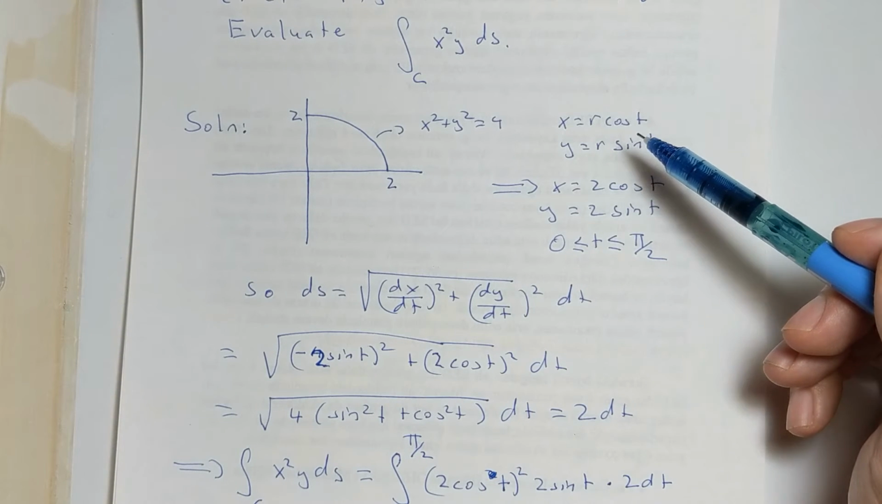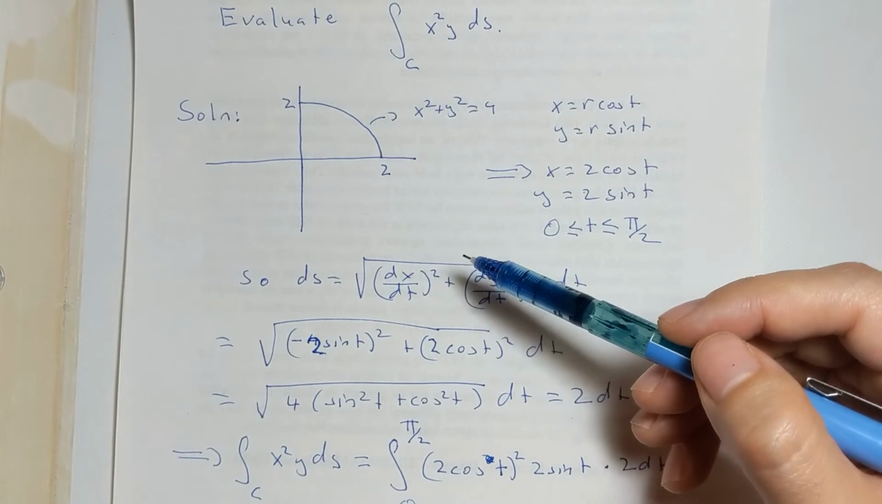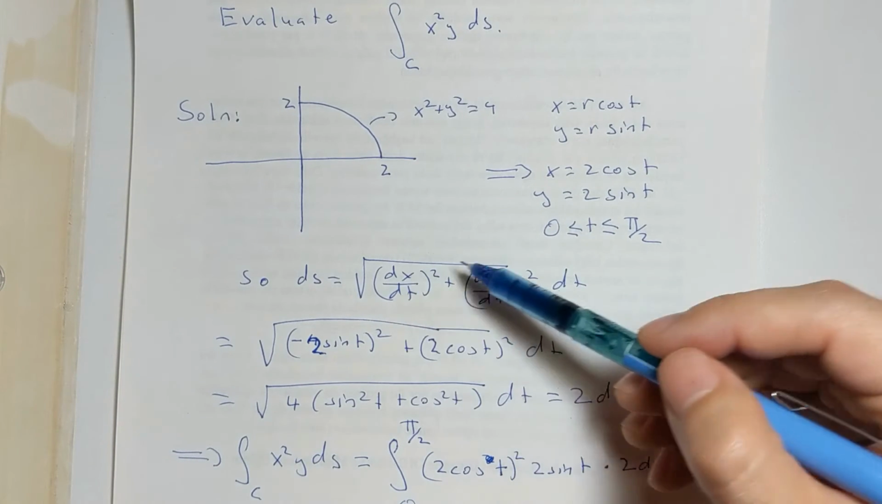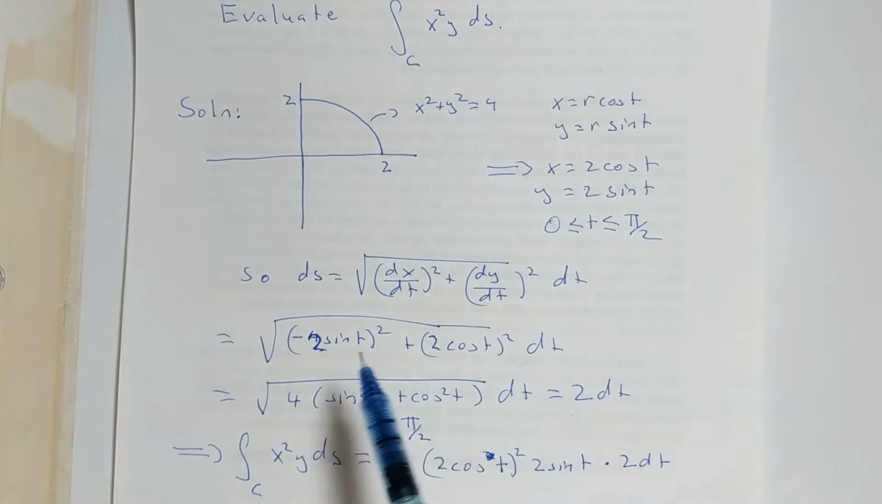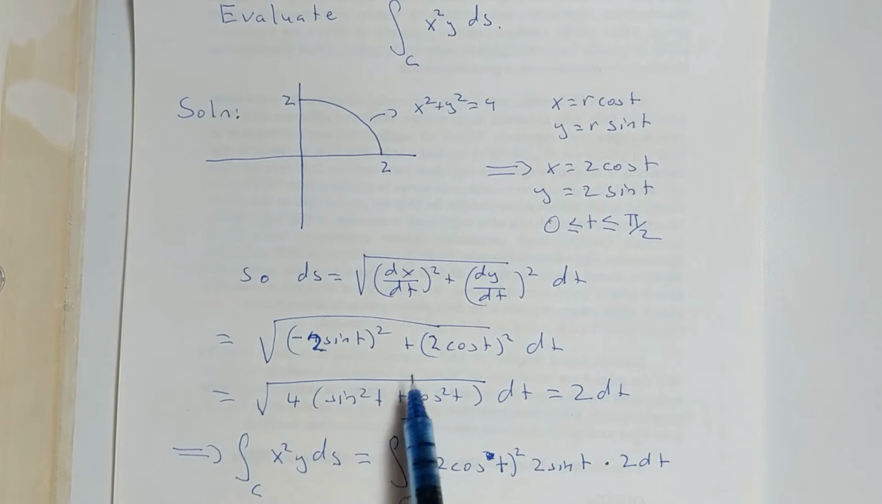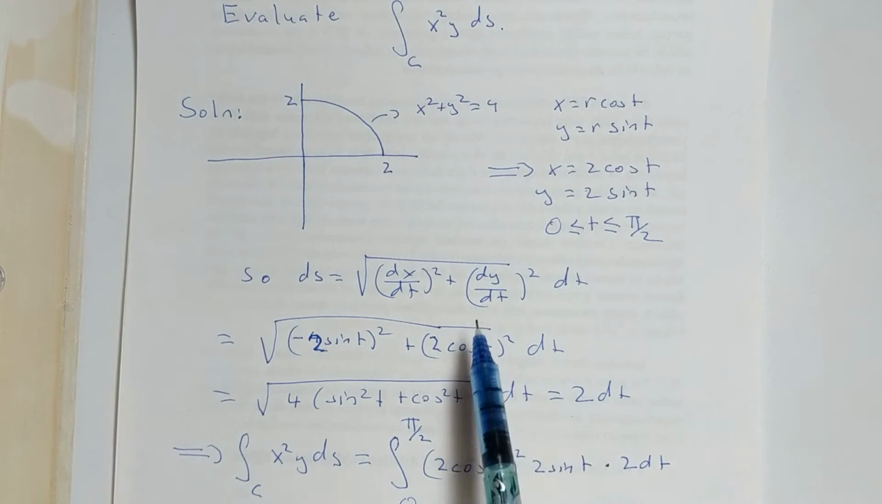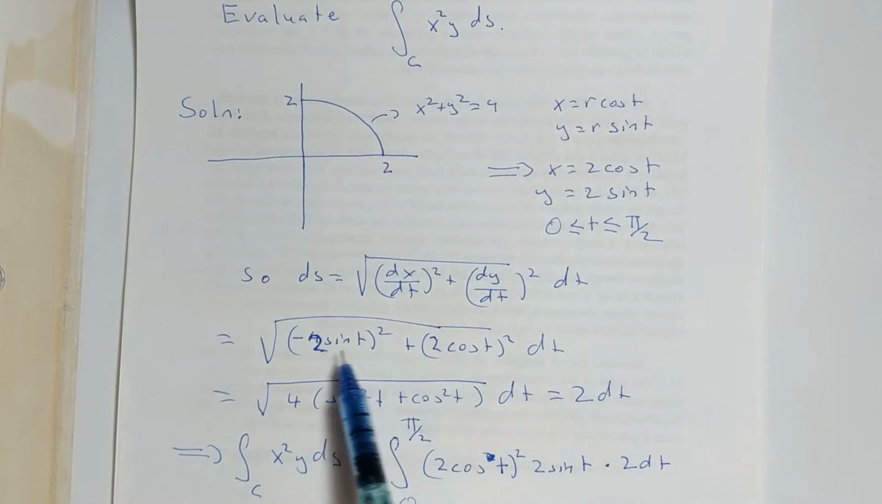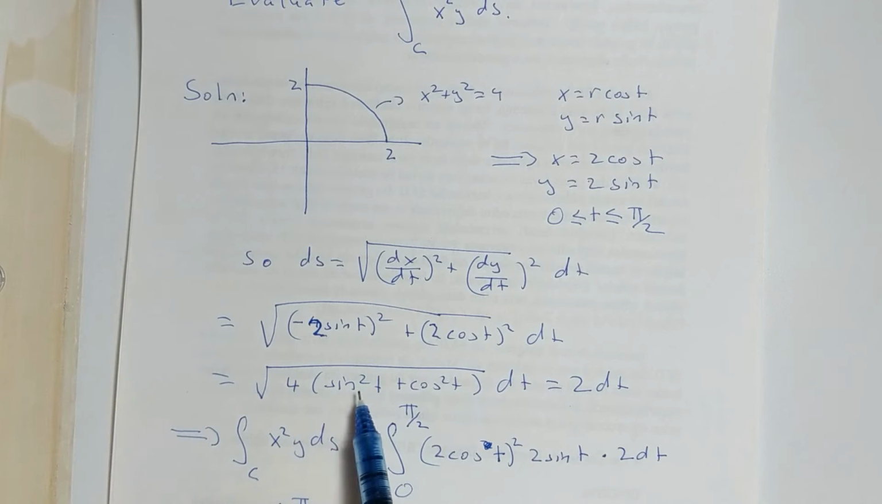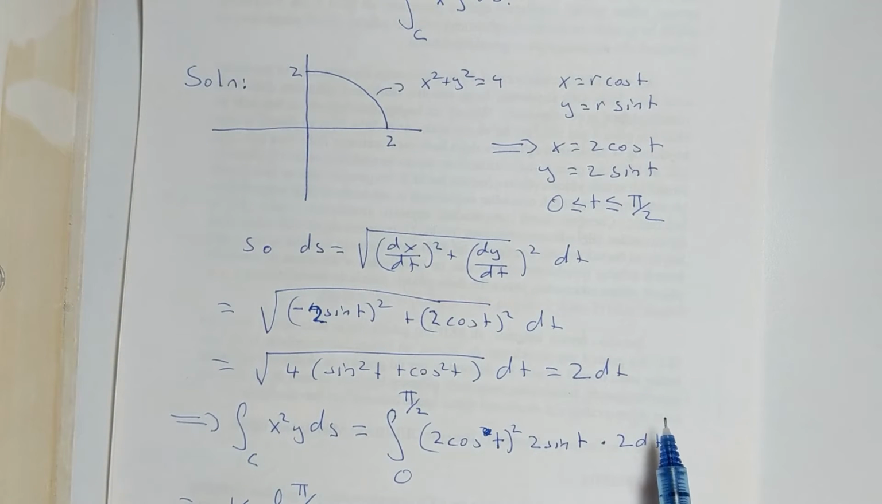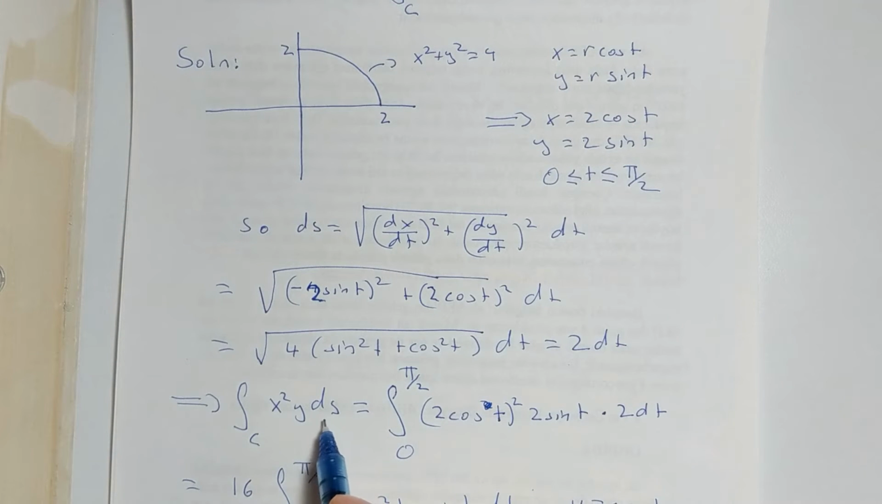Let's calculate ds. Remember, ds was speed dt, or in other words, the square root of (dx/dt) squared plus (dy/dt) squared. So dx/dt would be just minus 2 sine t, squared, and dy/dt would be just 2 cosine t, squared. I pulled the 4 out, there's a 4 in both of them, and the minus signs are gone. Sine squared t plus cosine squared t is 1, of course, so you just have the square root of 4 dt, which is 2 dt. So this term ds is for us just 2 dt.